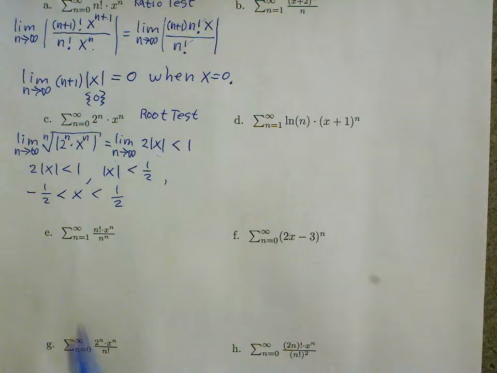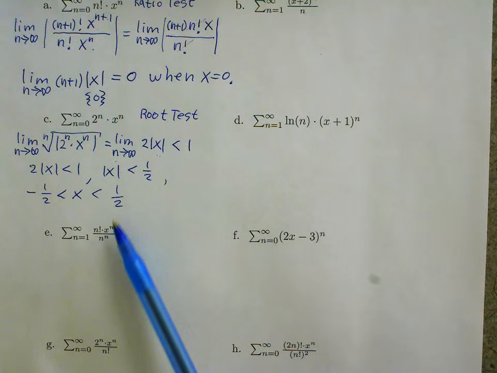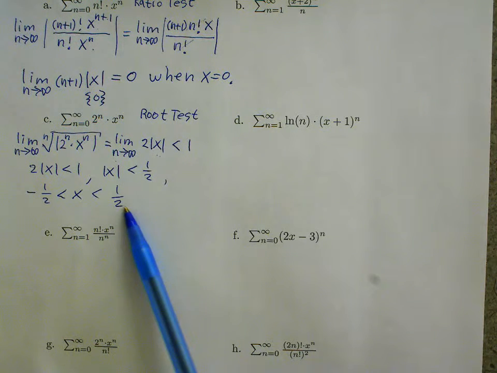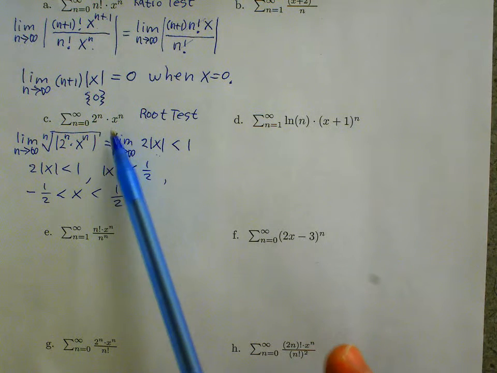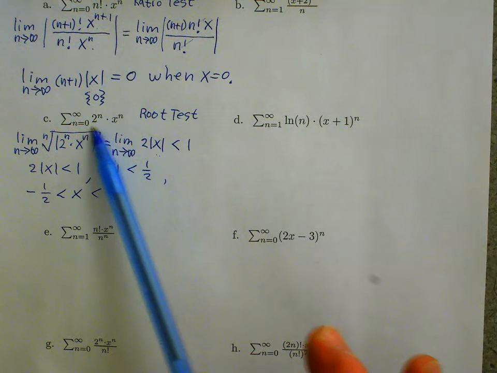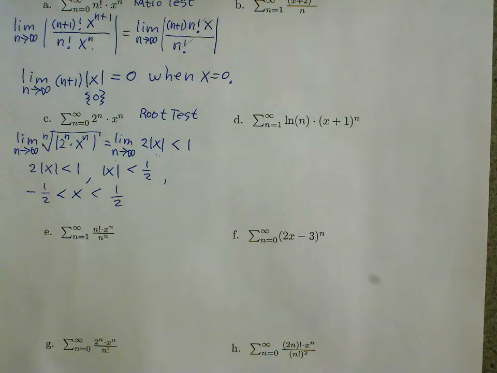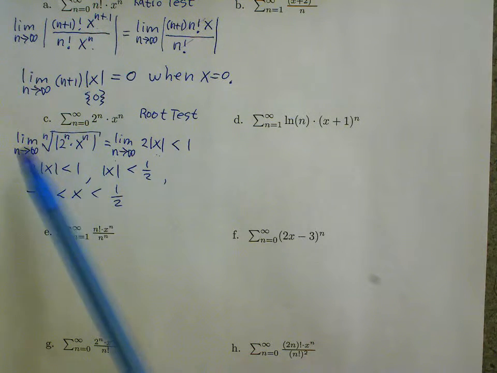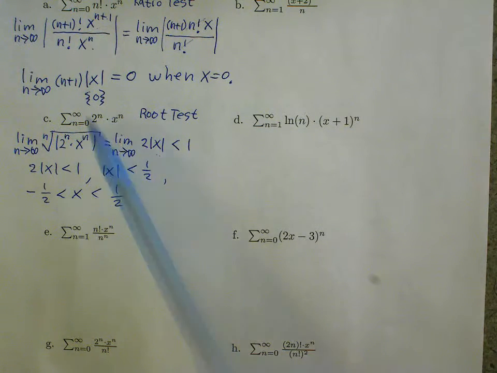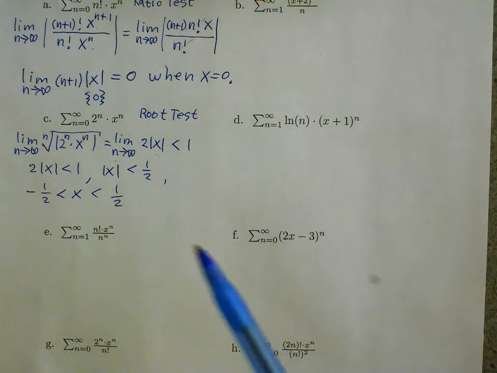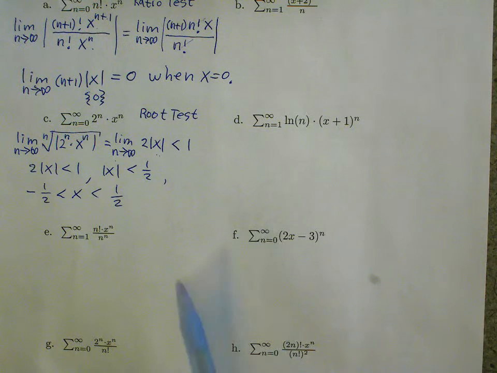What about the endpoints? Well, if you test 1/2, you get 2 to the n times 1/2 to the n. So all of the terms are 1. And if you sum the series where all of the terms are 1, it is divergent, right? 1 plus 1 and so on is infinite.